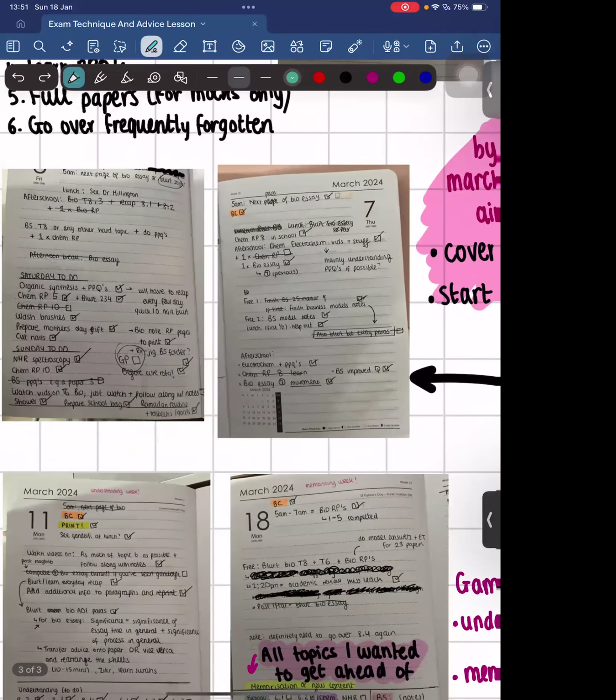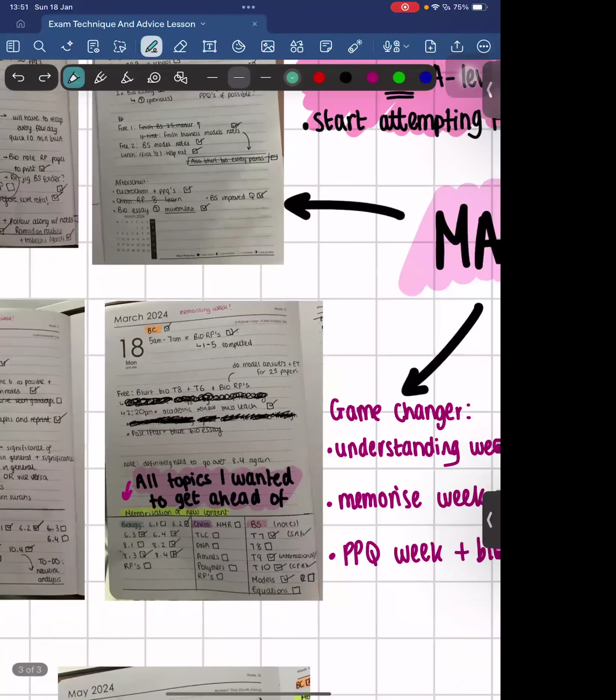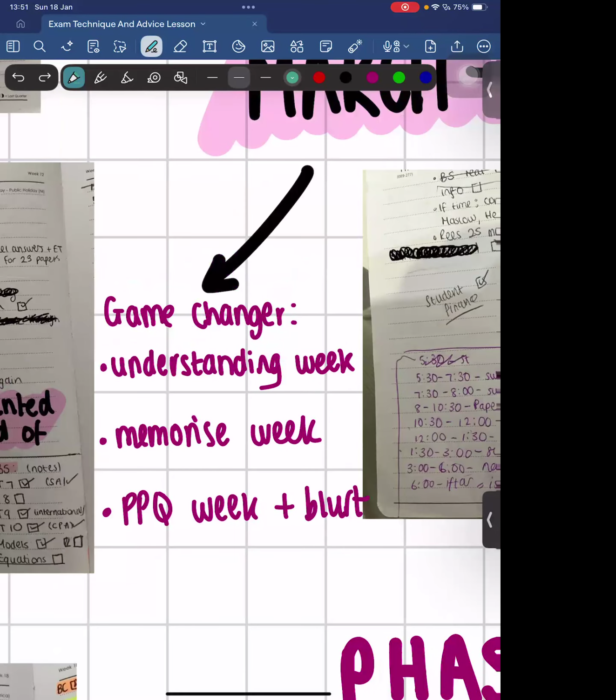If you do this, oh my God, it will really help you. I split my March into understanding, memorize, past paper questions, and blurting. So write down all the topics that you haven't covered yet in school for all 3 subjects. And if you can, spend a week and a half purely understanding those subjects. Don't worry about learning them. Purely understand them. So have your notes, have your videos.